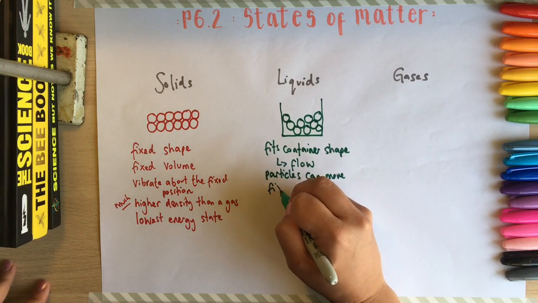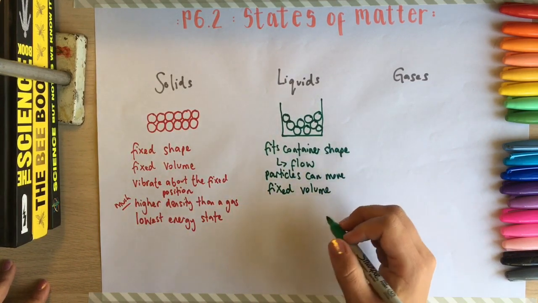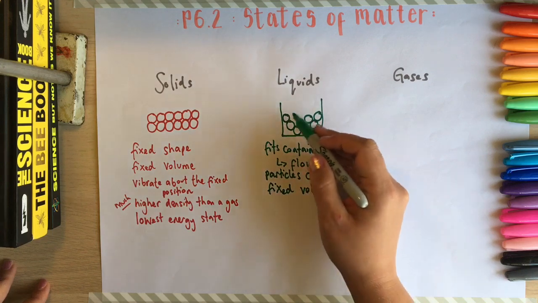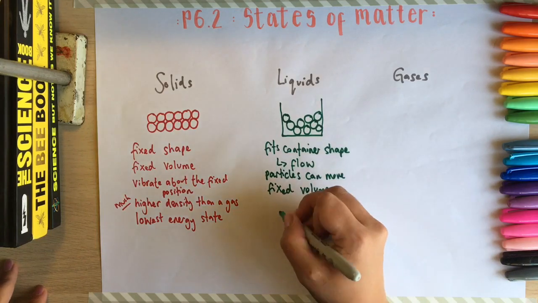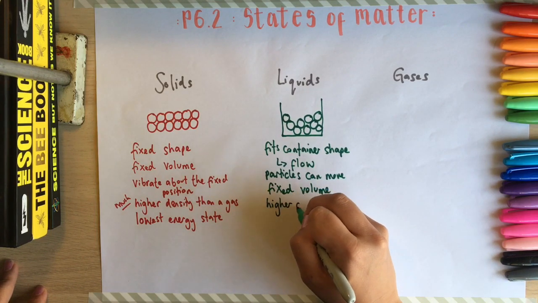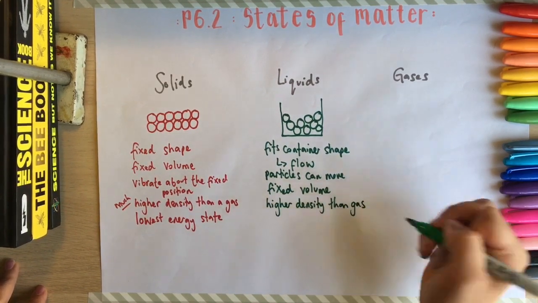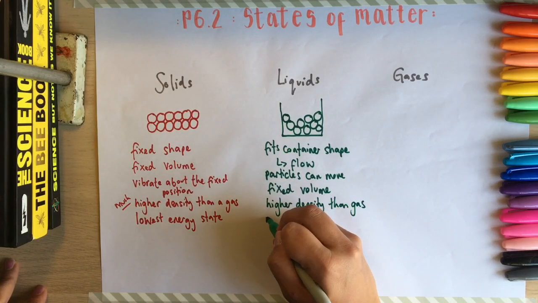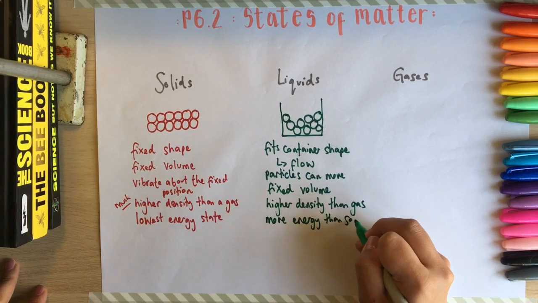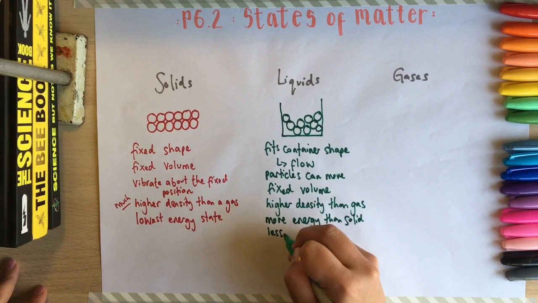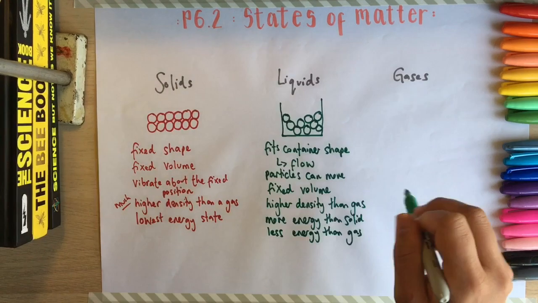It also has a fixed volume. And as we just said a couple of minutes ago, if it's got a fixed volume, that means it can't be compressed. So the particles are still in contact with each other, so that's why the volume is fixed. It has a higher density than a gas. And the particles have more energy than the solid, but less energy than the gas. So they're in the middle there.